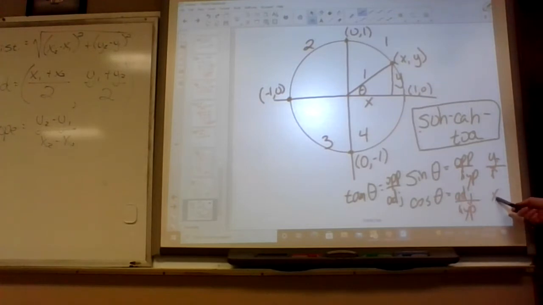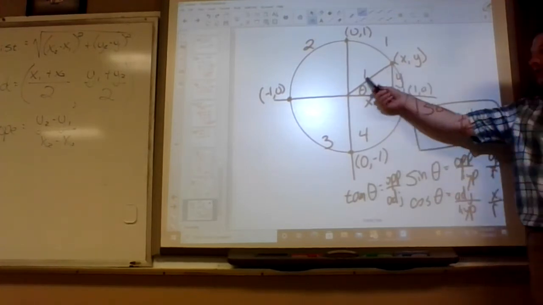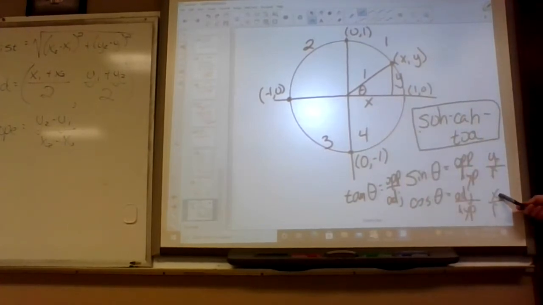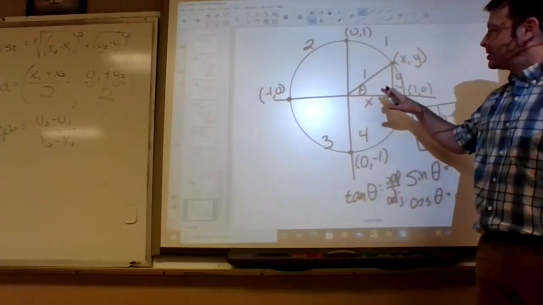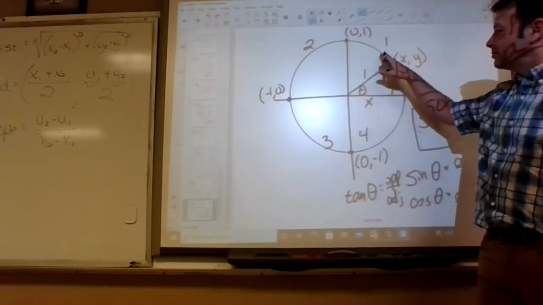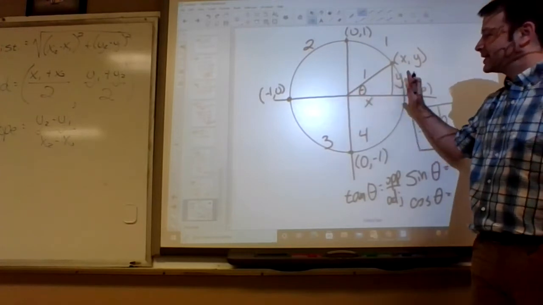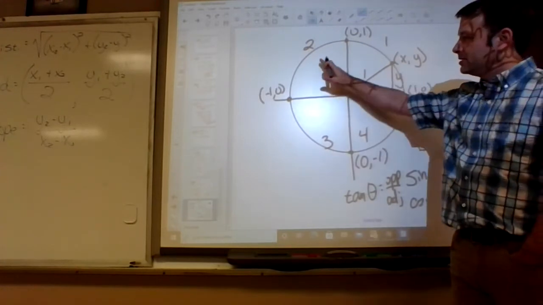Cosine is based off of x. It's x over the radius, basically. If the x is positive, cosine is going to be positive. If x is negative, cosine is going to be negative. Where is x positive? Quadrants 1 and 4. Where's x negative? 2 and 3.